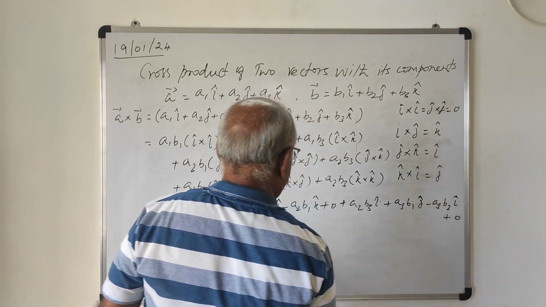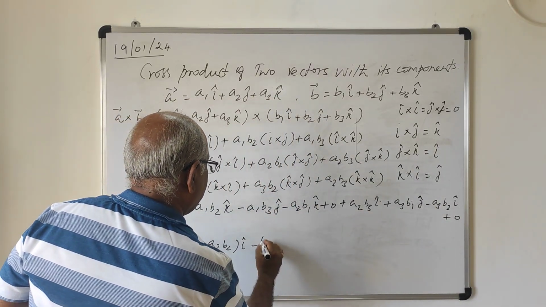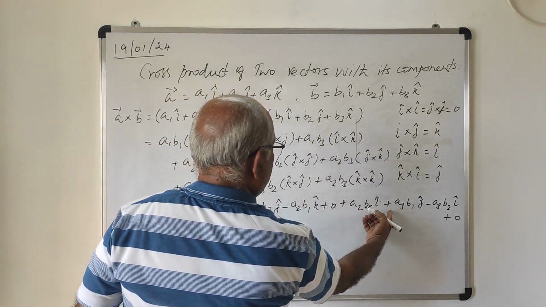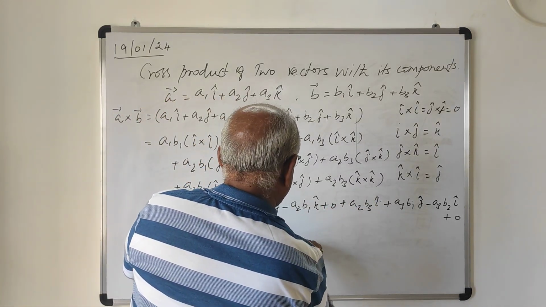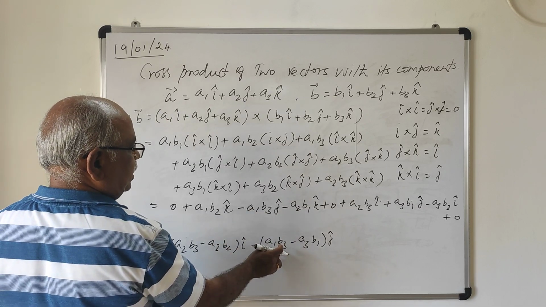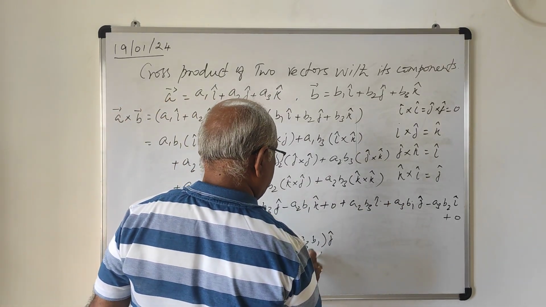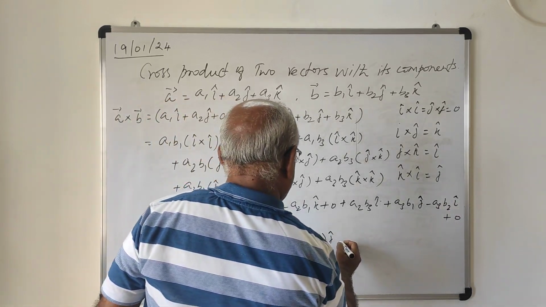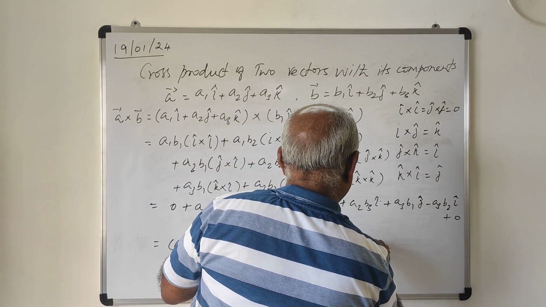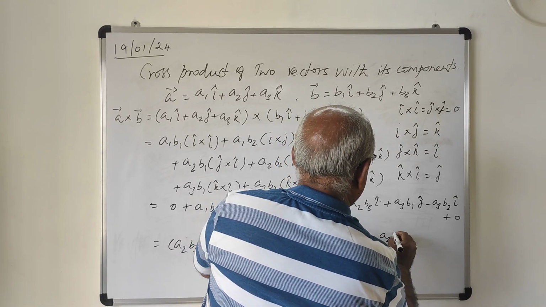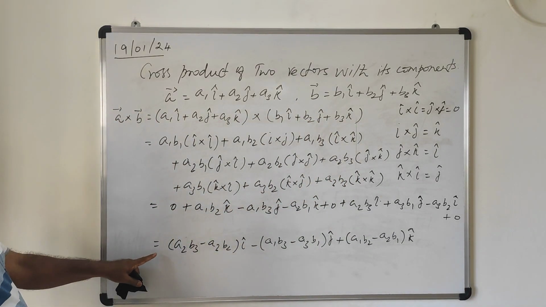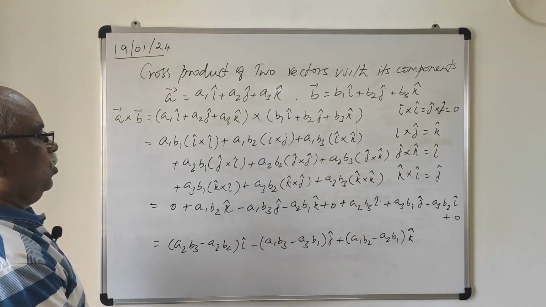A2 B3 minus A3 B2 into I vector, minus J. Taking minus common, A1 B3 minus A3 B1 into J vector, plus K times A1 B2 minus A2 B1 into K. See, this is the cross product of A and B, A cross B.